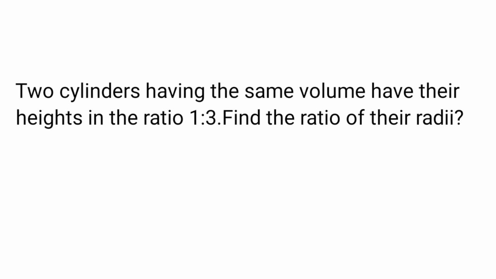Let's see one question. Two cylinders having the same volume have their heights in the ratio 1 is to 3. Find the ratio of the radii. So here what we have to do? We know that if the radii is given, to find the ratio of the heights, we have to square it and interchange it. Here the heights are given. So what you need to do? Just take the square root, then interchange it. So when we take the square root, it will become 1 is to root 3. Now we have to interchange it. So the ratio of the radii will be root 3 is to 1.